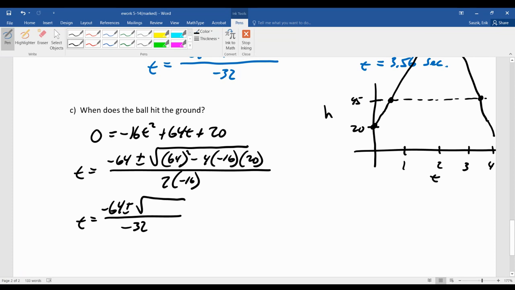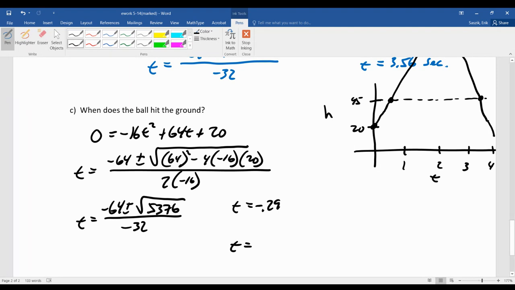So this number inside is 5376. So now let's do the plus and the minus. Negative 64 plus square root 5376 divided by negative 32. I get negative 0.291. Actually, I've just been telling you guys to round to the nearest hundredth typically.